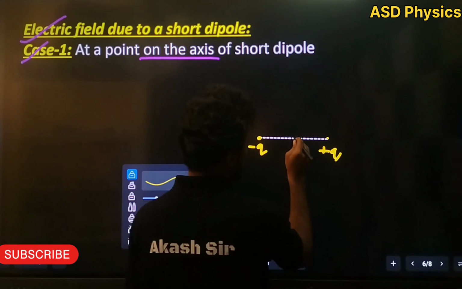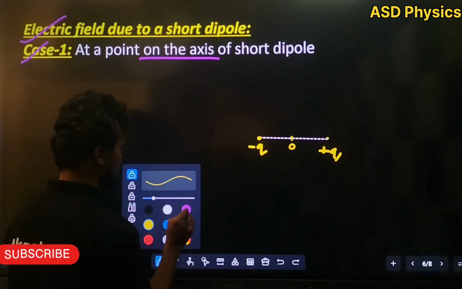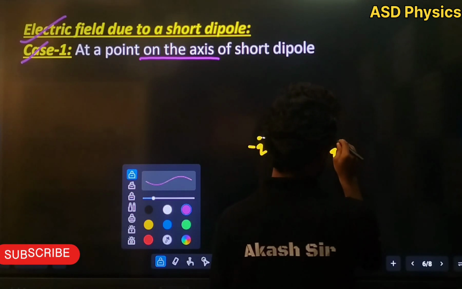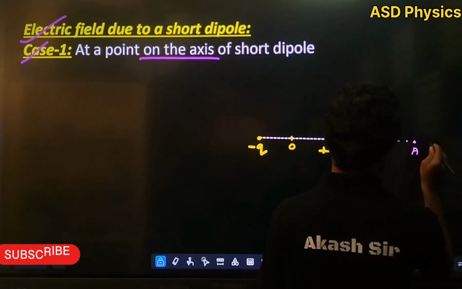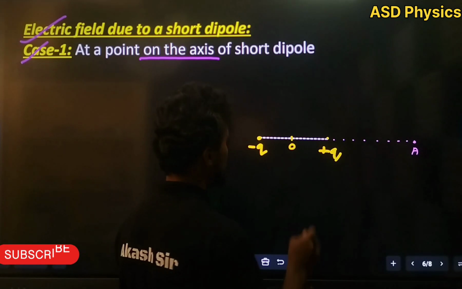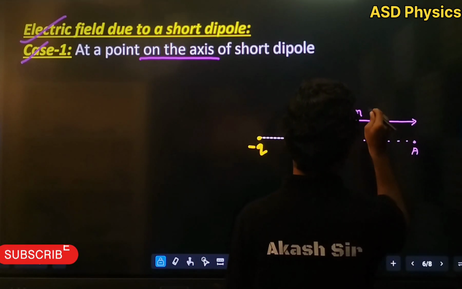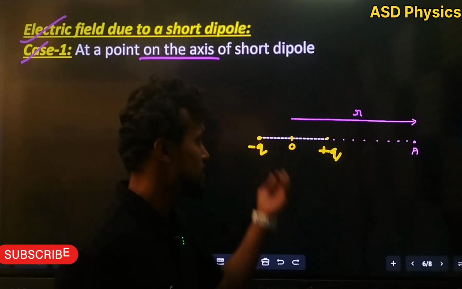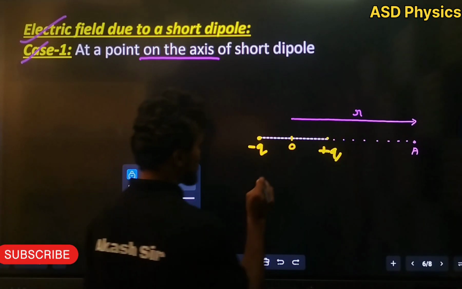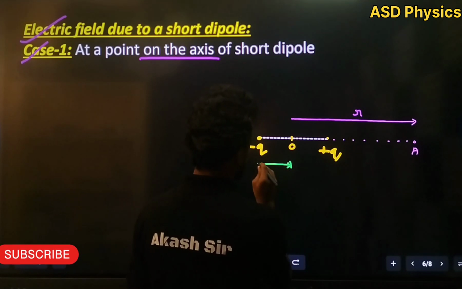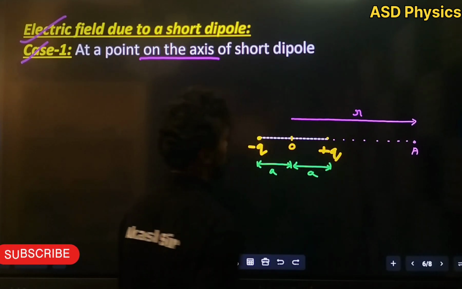Now this is the center of the dipole. Now we have to take one observation point. The observation point is on the axis, like this here. This is the observation point A on the axis. So the distance from the center of the dipole to the observation point is r. Center to observation point is r. And we know very well this distance is A, this distance is also A.